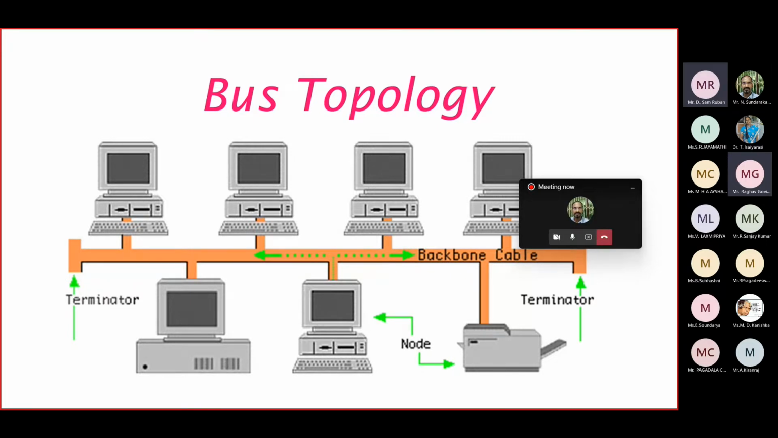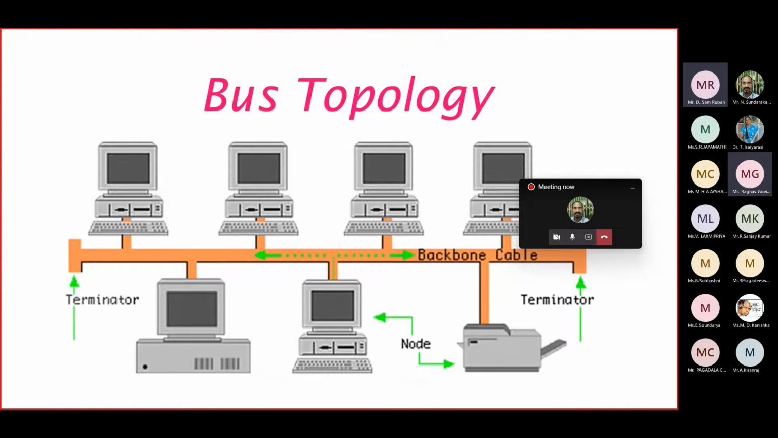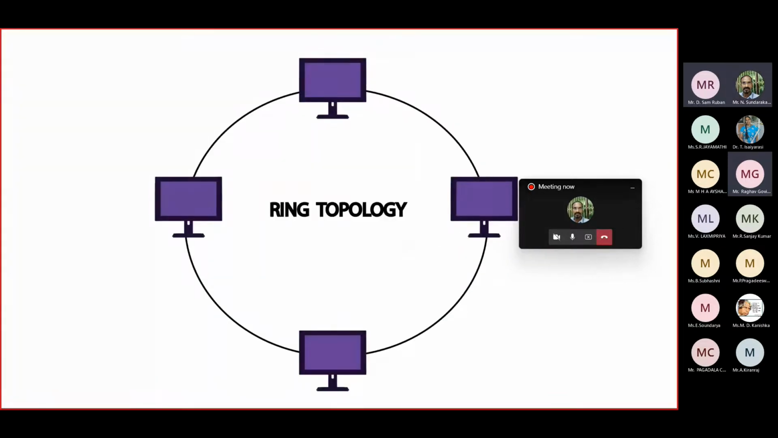The advantage of bus topology is that installation is easy, and the disadvantage is that fault detection is very difficult; it is hard to detect the error. Next, ring topology: each device is connected to exactly two other devices in the ring. Data flows in one direction.